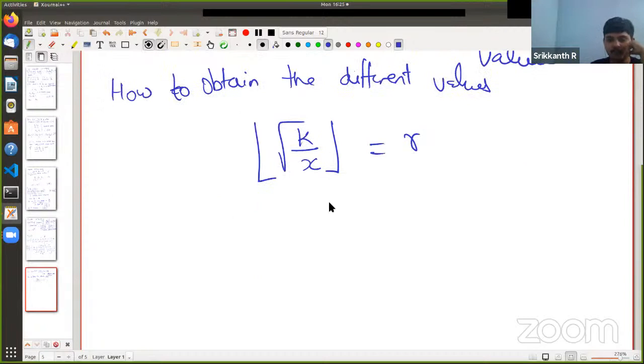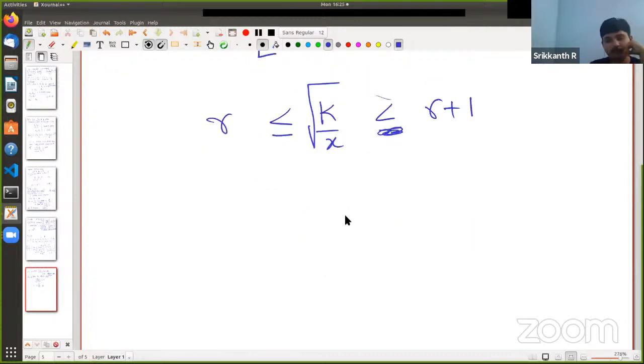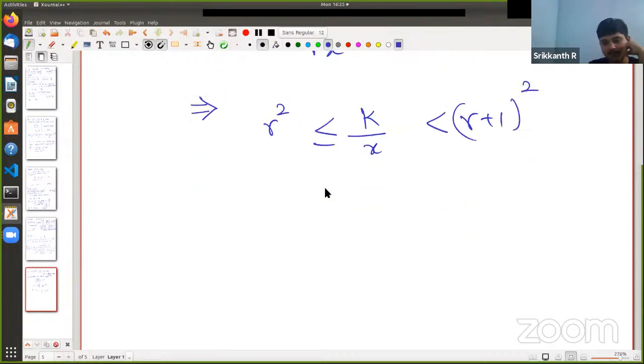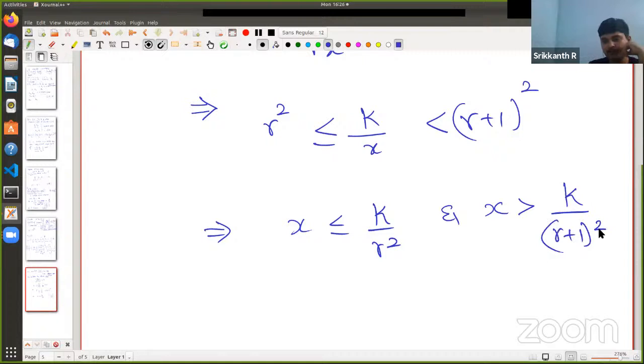Let's say the value is r. Then the square root of k by x must be within r and r plus 1. This means k by x is between r squared and (r plus 1) squared. This means x is less than or equal to k by r squared, and x is greater than k by (r plus 1) squared.